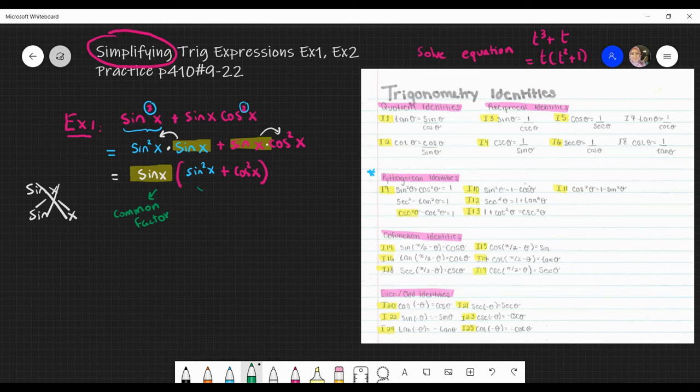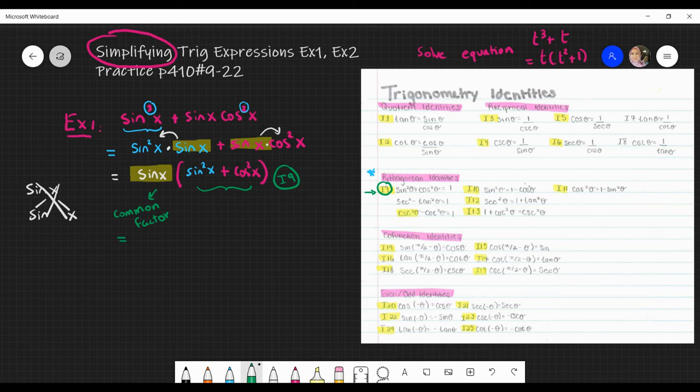Now, what's in parentheses should remind me of identity 9. So I'm going to put right here that I will be using identity 9, and I want you to do the same with all practice problems. You should specify which identity you're using. That way, you'll help yourself get more and more familiar with the identities.